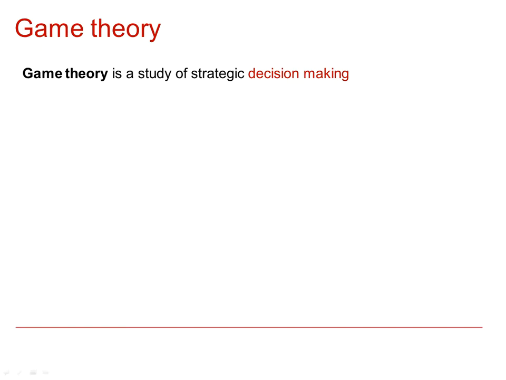In simple terms, game theory is about decision making, where different people have the possibility of different strategies, and we want to decide, or they want to decide, which are the best strategies that they should employ in any particular situation.